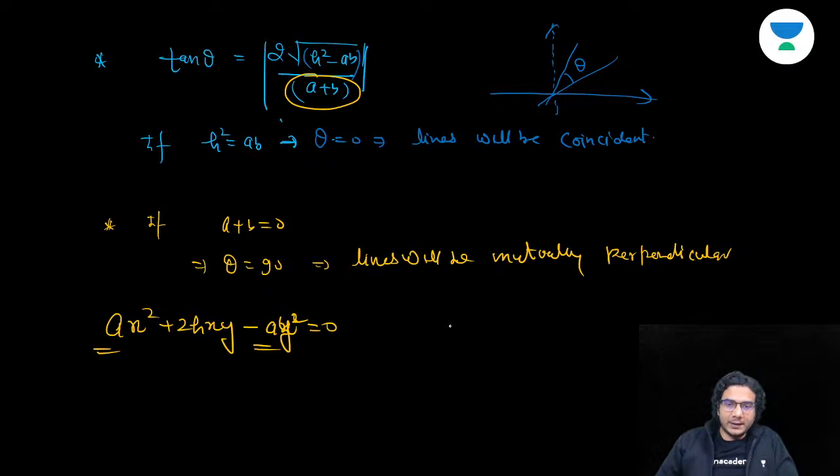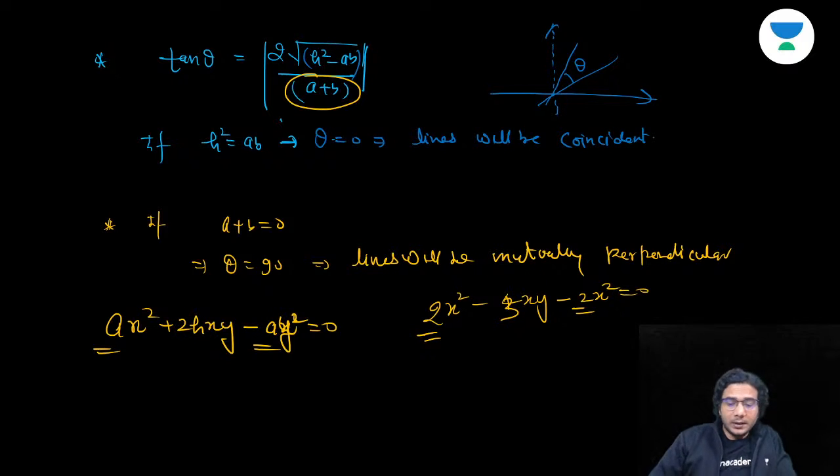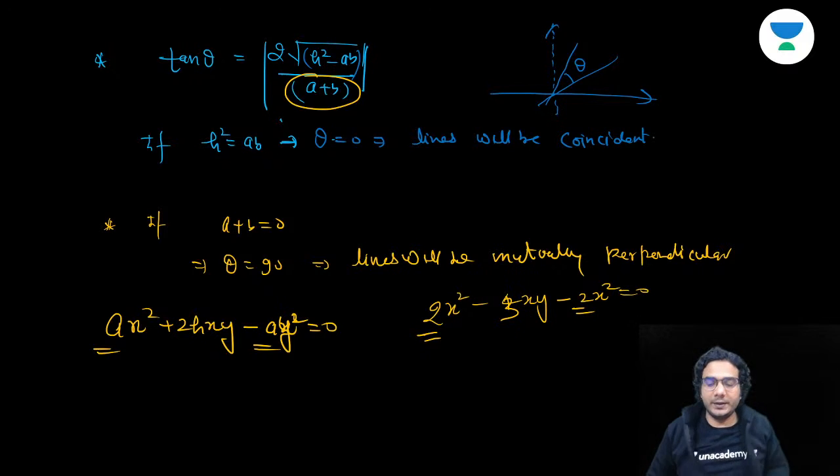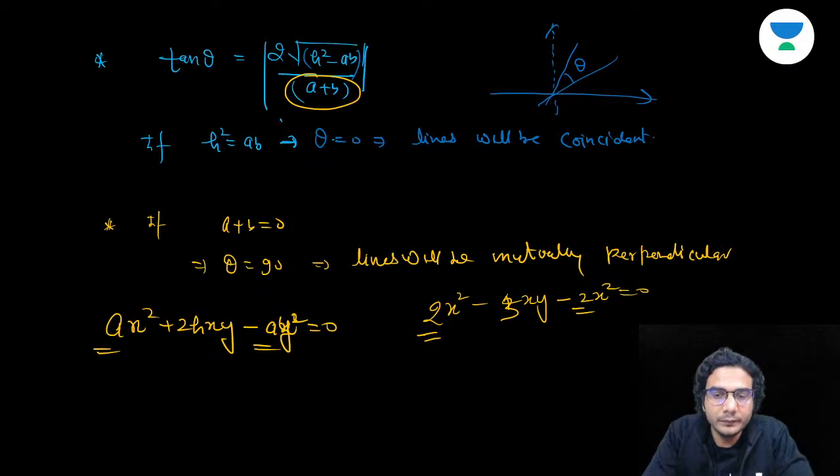Are you understanding it? Like this: 2x square plus 4xy minus 2y square is equal to 0. Now you can see the sum of these two coefficients is equal to 0. So this will represent two perpendicular lines, and the lines will certainly be real because they are perpendicular. If a and b are of opposite signs, that means the discriminant is positive. H square minus ab is positive.